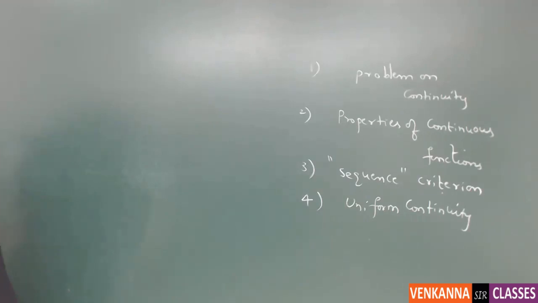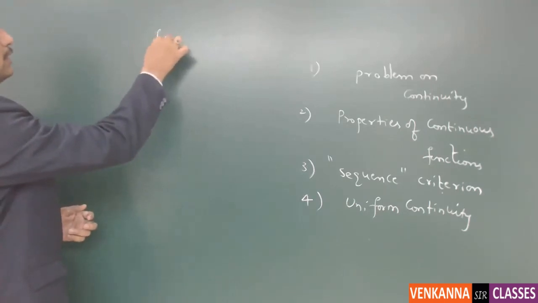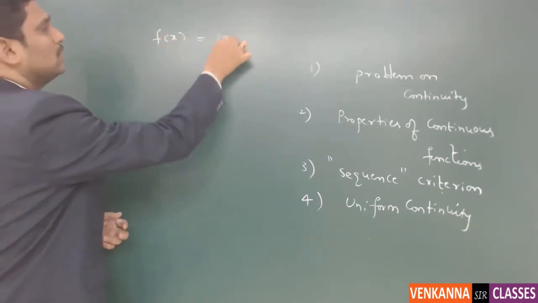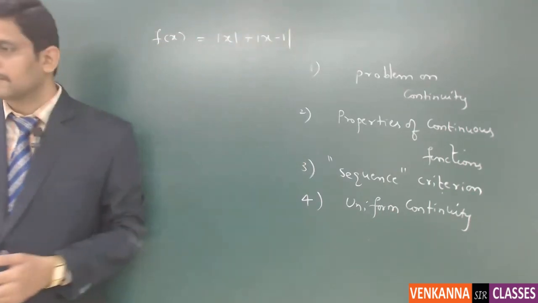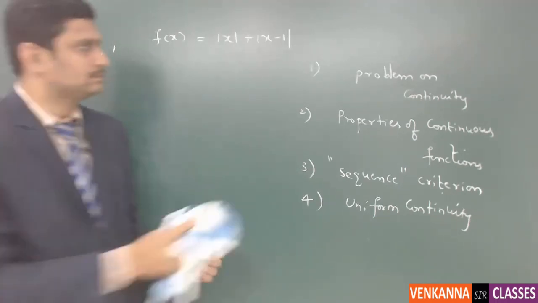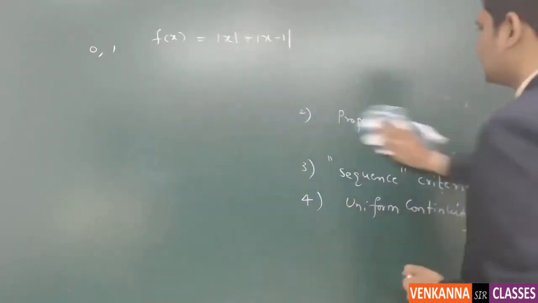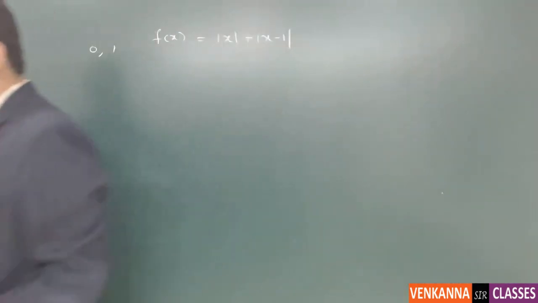So let us take a problem. You take the function f of x equal to mod x plus mod x minus 1. So we are going to discuss the continuity of the function at the points 0 and 1. That is the claim. So is the function continuous at the points 0 and 1? That we need to discuss. Fine.